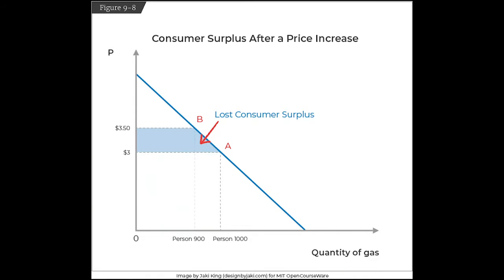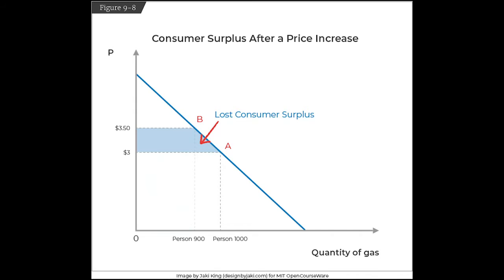trapezoid. Consumer surplus used to be the entire area below the demand curve and above $3. It used to be that whole triangle. Now it's just the empty triangle above the new price and below the demand curve. So the new consumer surplus is just the area above $3.50 on the demand curve, the area not shaded in. What you've lost is the trapezoid that on the y-axis goes between 3 and 3.50, and then along the line goes from A to B.